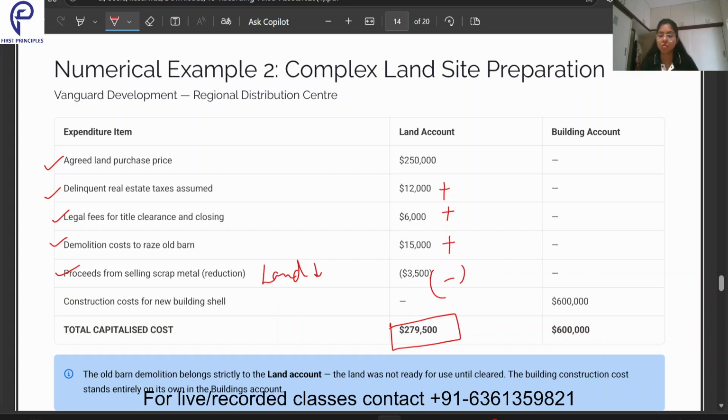Now coming to the construction cost for the new building. When we are making the new building, we are spending 6 lakh on this. So this entire 6 lakh will be the value of my building.